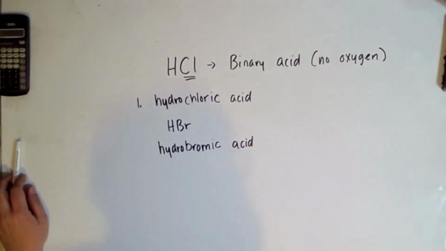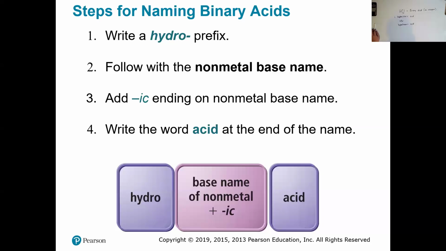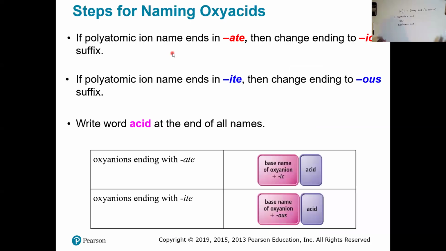Let's see how that changes when we have our oxyacids. When you have your oxyacids, you're going to recognize that you have an oxyacid because you'll have your hydrogen ion to start with, and it will be followed by a polyatomic ion, and that polyatomic ion is going to have oxygen in it. I'm going to write down 2 examples for us to look at once we talk through these rules.